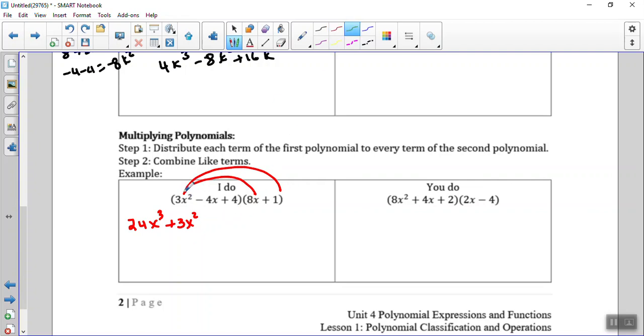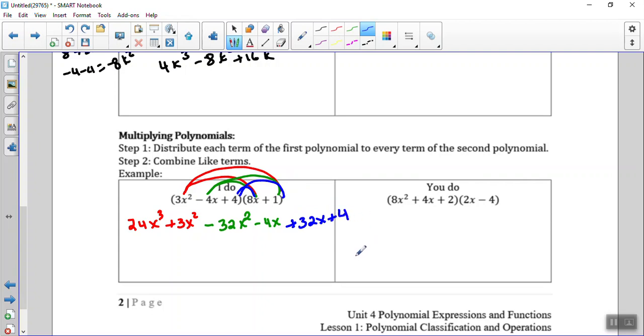And then you have the next one, negative 4 times 8x, and then negative 4 times 1. So you have negative 4 times 8 is negative 32. x times x is x squared. And then negative 4 times 1 is negative 4x. And then finally, 4 times 8x is 32x. And then 4 times 1 is 4.